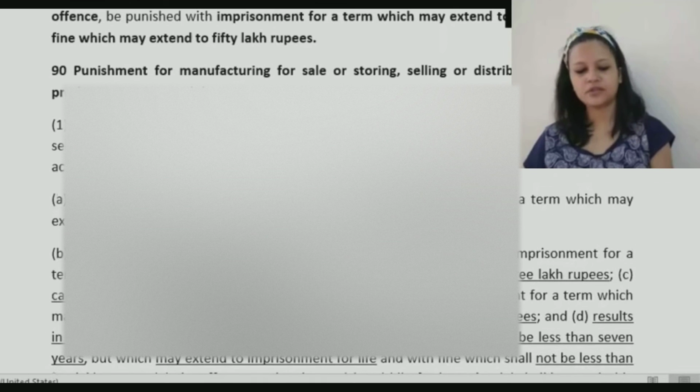If because of the adulteration, no loss is caused to the consumer, okay, no injury is being caused. So first one is no injury.